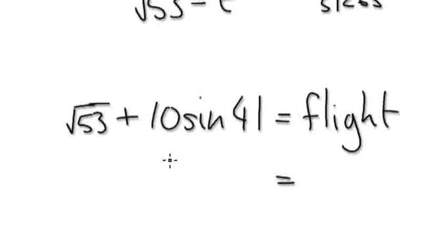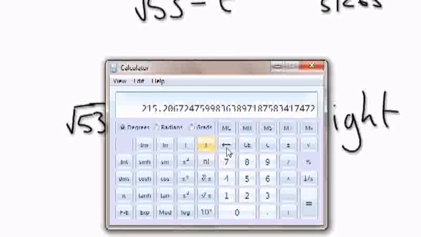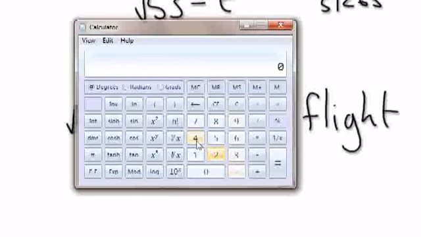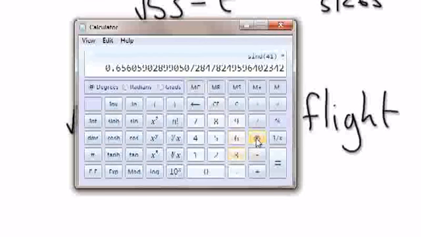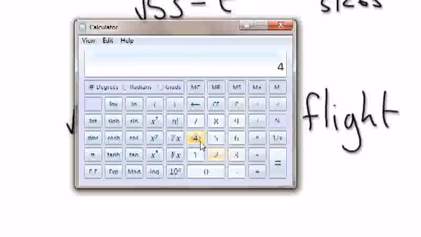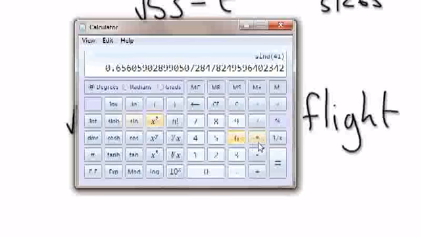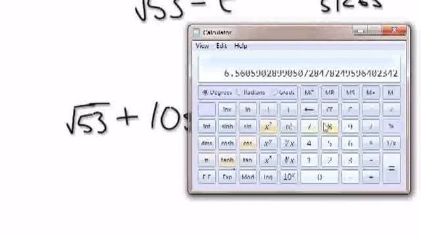Let's work this out on the calculator. Clear everything. Remember, it's 10 sine 41. So 41 sine, and then times 10 equals that. Let me just do that again. 41 sine, and then times 10 equals this, and then we've got to put it into memory. Memory store. Okay.